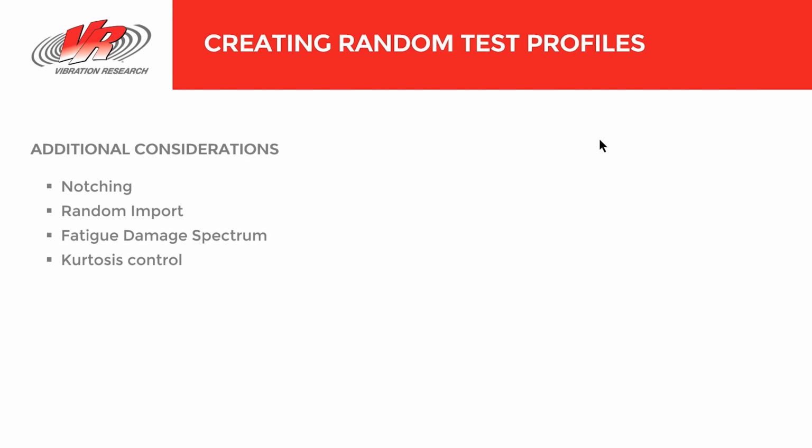Random import is a feature of the random software that generates a random test profile from recorded data. The fatigue damage spectrum is a test development tool that replicates the operational environment of a product. And finally, kurtosis control is a method that may be necessary to add high peak accelerations into your test.